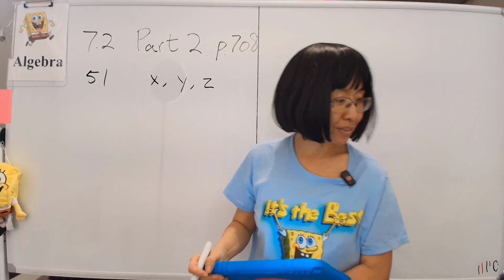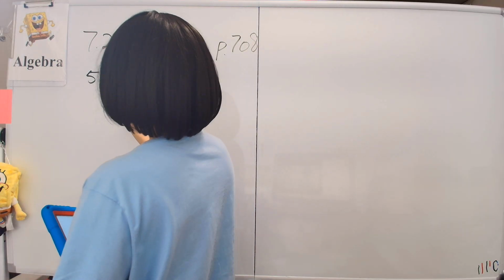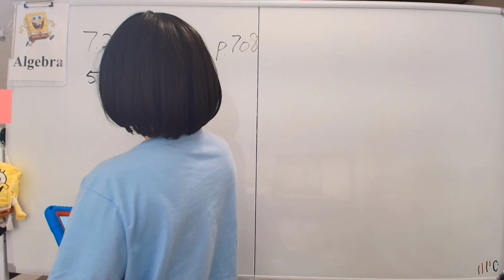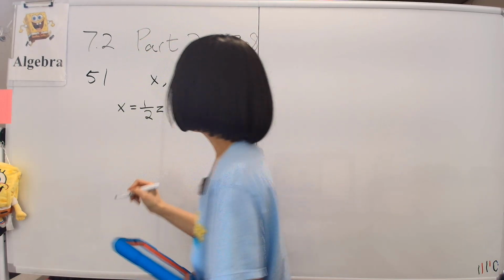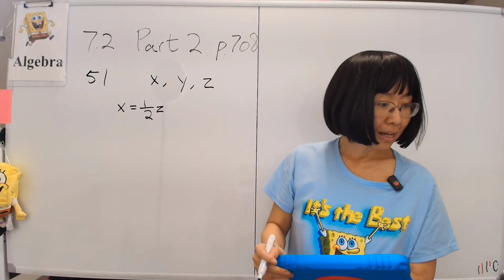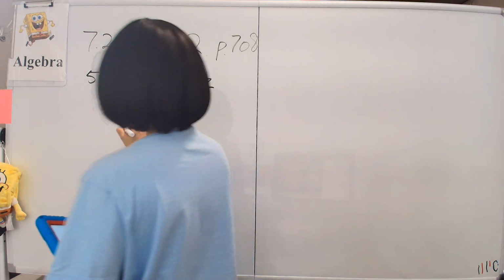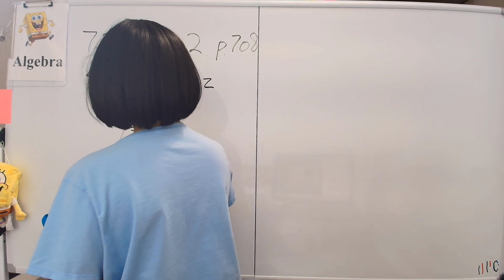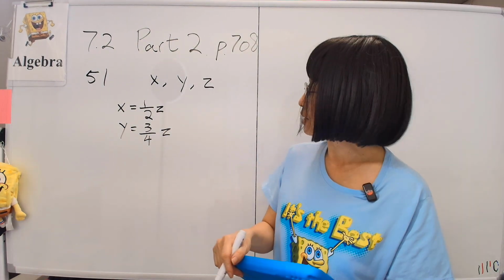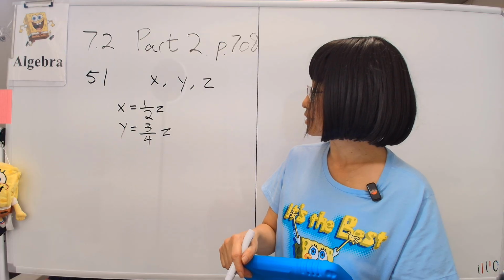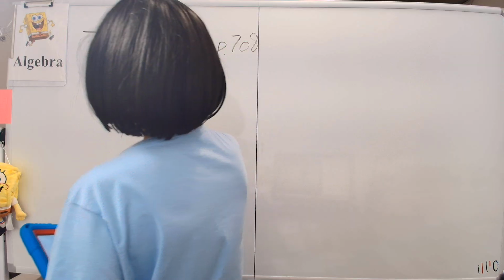Out of the 3 numbers, first sentence, the smaller is half the larger, which means we'll write it as x equal to half of z, like this. And the middle number is 3/4 the larger. So y equals 3/4 of z. Oh, I forgot the most important sentence: x, y, and z together is 108. So I need to write that down.